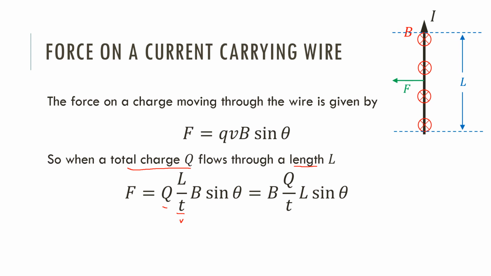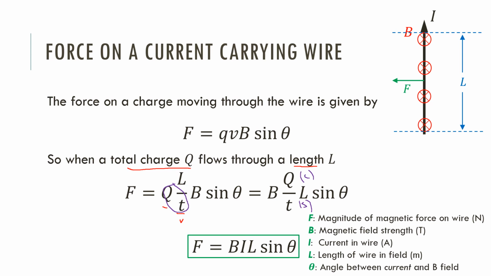And we just do a little rearranging here because we might recognize that Q over t, that's our definition of current. Current is the rate of flow of charge. It's coulombs per second. And so instead of B, Q over t, L, we say BIL, where I is the current. And most of our other values are similar to what we had before.